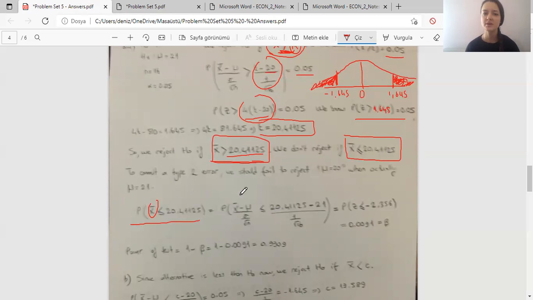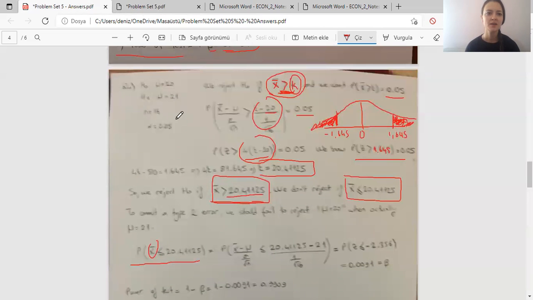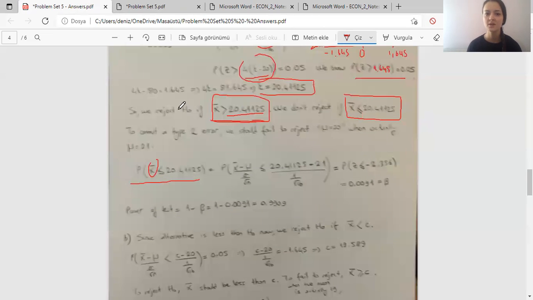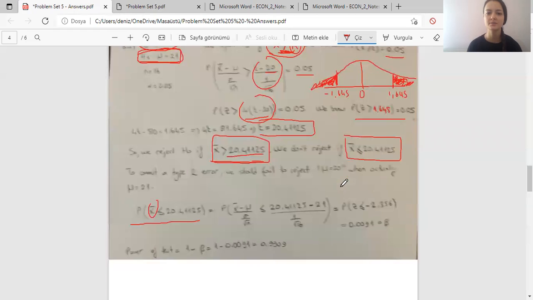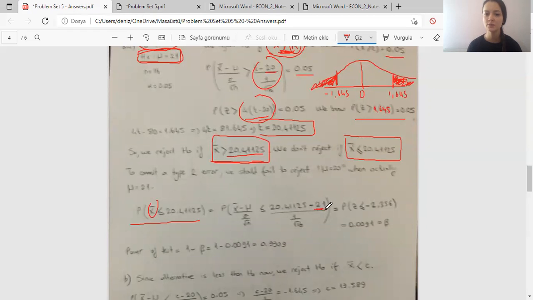But remember that in the question, our alternative hypothesis was that mu is 21. So in this question, we are assuming that the true mean is actually 21, okay? Because we are trying to find the probability that we are wrong about the mean, okay? So actually, we are assuming that the true mean is 21, but we are not rejecting H0 and committing a type 2 error here. So here, instead of the true mean, we are writing 21.